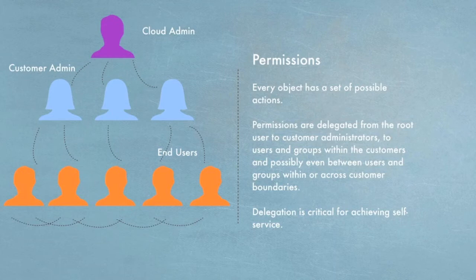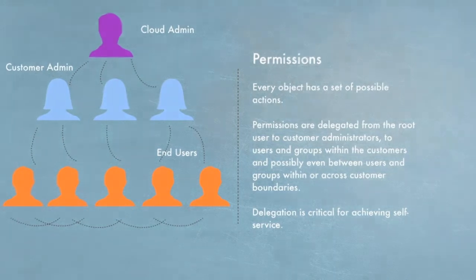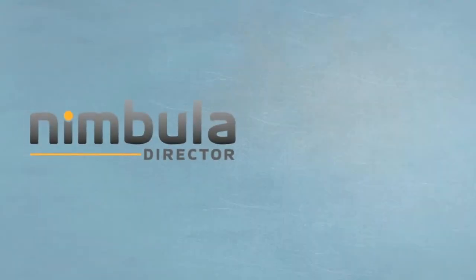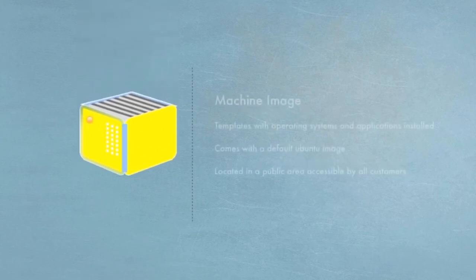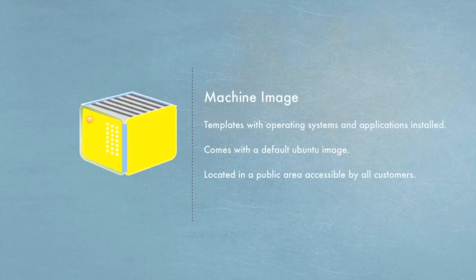Now that we've shown what's on the infrastructure side, let's talk about the development and deployment of end-user self-service workflows. The workflow on the end-user side starts with a machine image. Machine images are essentially templates of guest operating systems with some applications possibly installed. Nimbula Director comes with a default Ubuntu machine image just to make life a bit easier for you. This machine image is in a public directory accessible by all customers. You can see that image in yellow here as machine image A.